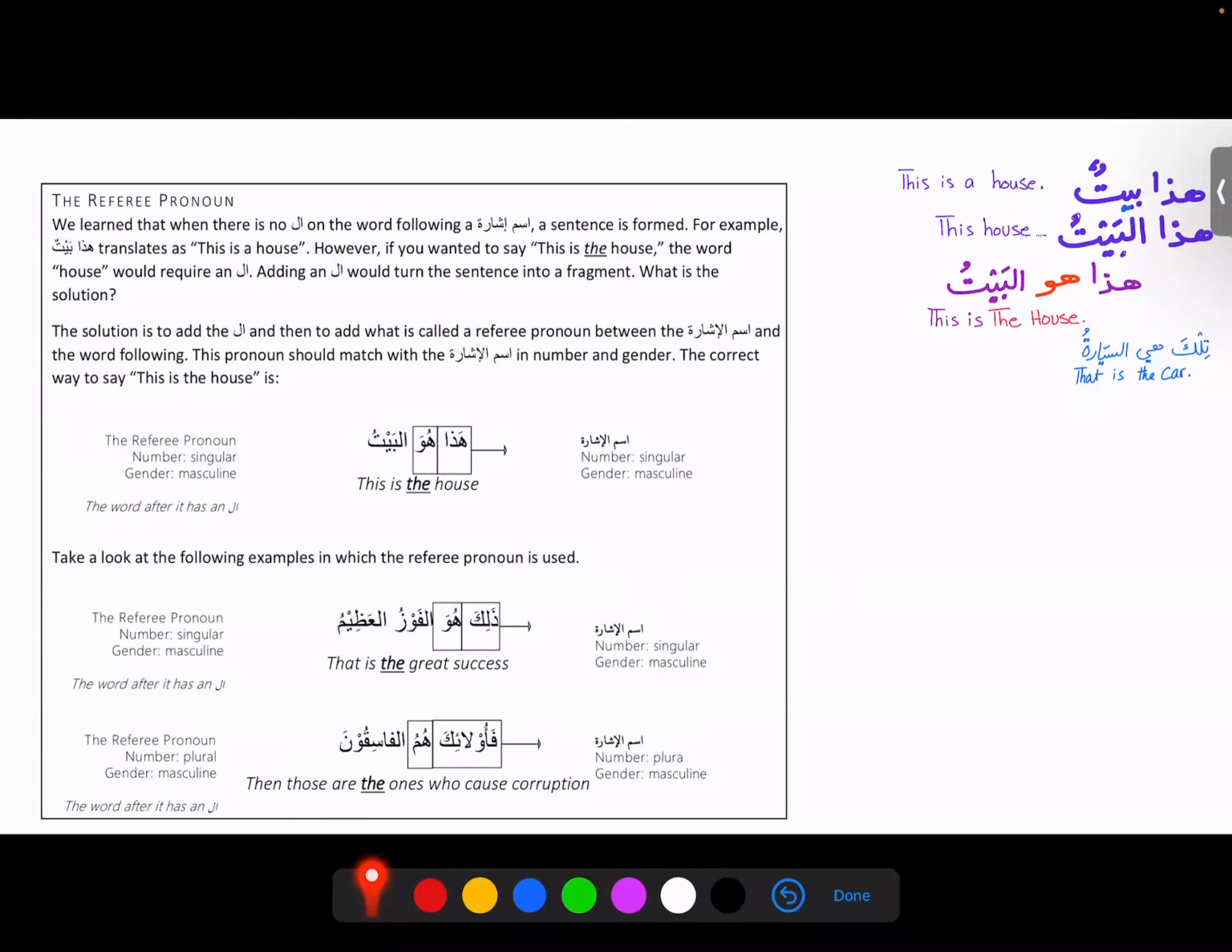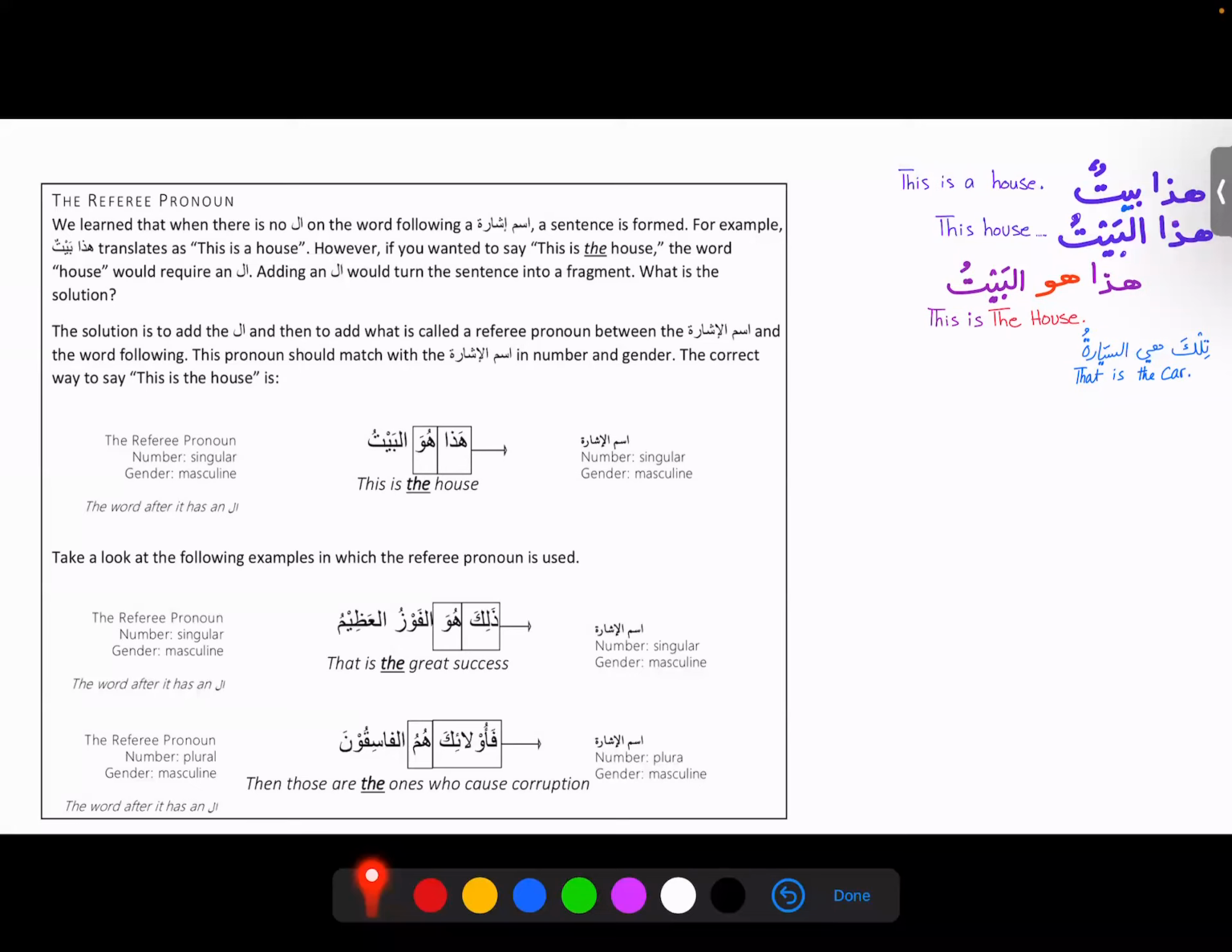Another example, if I say tilka sayaratu, that car, tilka sayaratu, that car. But I want to say that is the car. So I am going to say tilka hiya sayaratu. That is the car, right? So I need to bring my referee pronoun accordingly. With haza, because haza is masculine, singular, I need to bring a singular and masculine pronoun, and that is huwa. And for tilka, since this is the feminine version, right? So we need to bring the referee pronoun which is going to be feminine. So that is why we are saying tilka hiya sayyaratu. That is the car.